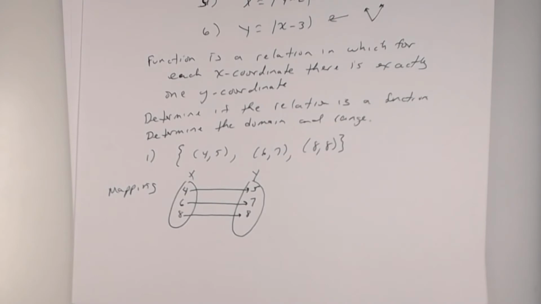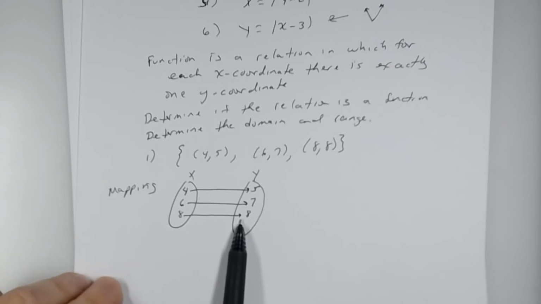So I use the word mapping. But notice what I have. For each of those x coordinates, when x is 4, how many y coordinates were there? Just 1. When x is 6, how many y coordinates were there? Just 1. It was 7. And when x is 8, how many y coordinates were there? Just 1. So is this a function by definition? Yes, that's a function.